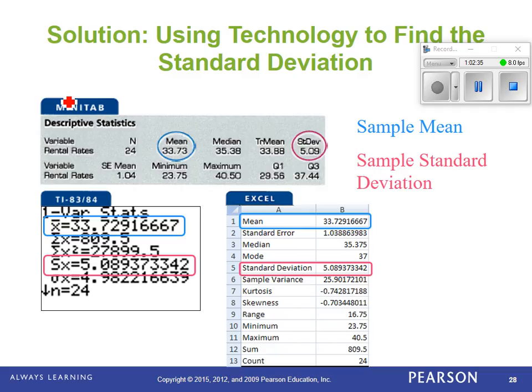Sx tells you what? Sample standard deviation, and sigma x tells you population standard deviation. Notice again, no variance. It doesn't give you the variance on here. So if you use your calculator and the question asks you for the variance, you're going to have to take that sample standard deviation or that population standard deviation and square it. It's like going backwards.